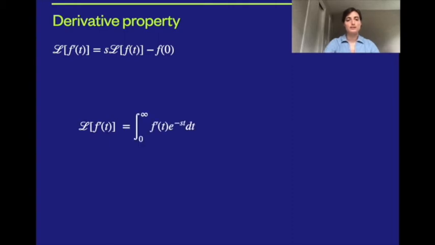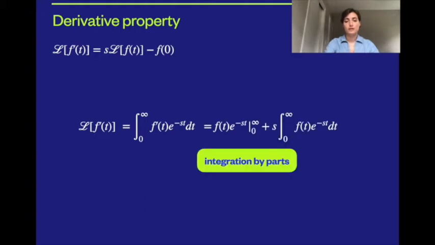So let's look at the Laplace transform of the derivative of f. Then it's the integral from 0 to infinity of f prime e to the minus st. By integration by parts, we can take out of the integral f of t e to the minus st between 0 and infinity. We can take out of the integral s, and we are left with exactly the formula. The first term disappears at infinity because of the exponential, and the second term is exactly s times the Laplace transform of f.